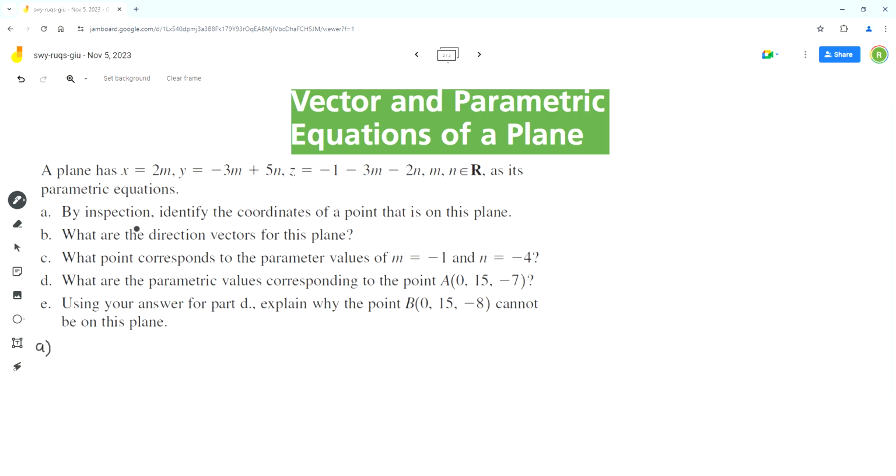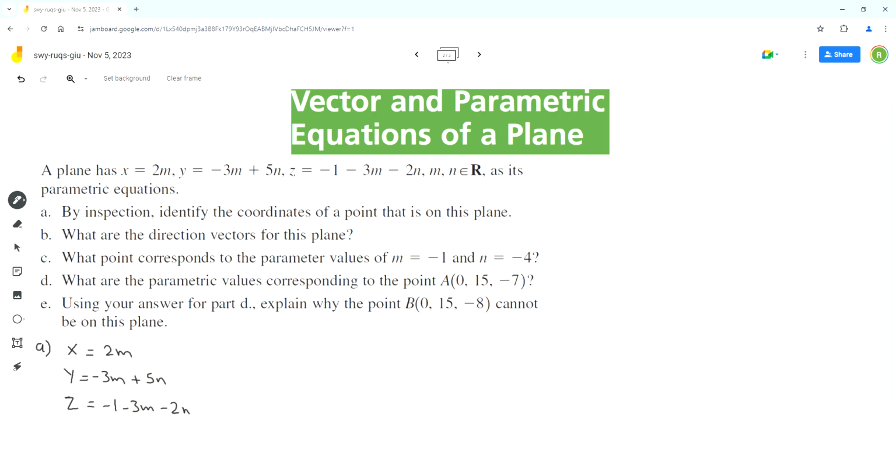By inspection, identify the coordinates of a point that is on this plane. We are given the parametric equations for a plane and we have to identify a point that lies on this plane. So let's start by writing the given equations. The coordinates of a point on this plane are the number terms in these parametric equations.